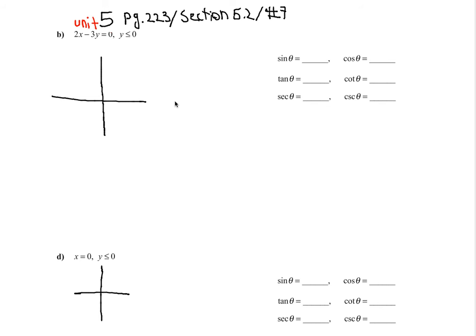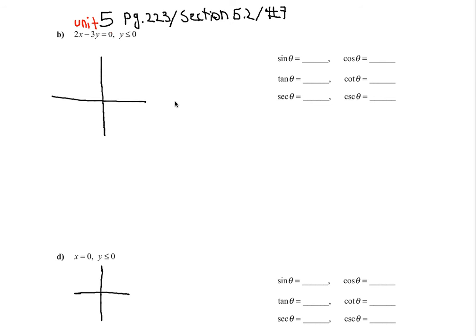This is Unit 5, Section 5.2, number 7. We're trying to find the 6 trigonometric functions of theta if theta is an angle in standard position whose terminal side is the graph of the given relation. So I'm going to do B and D.